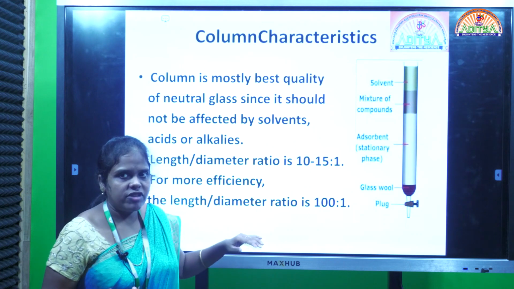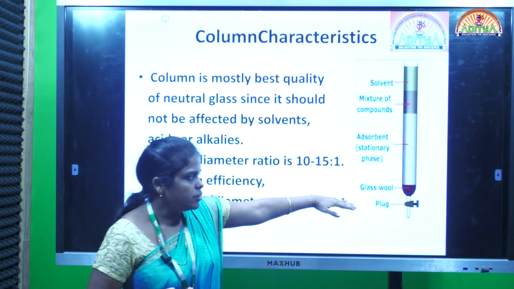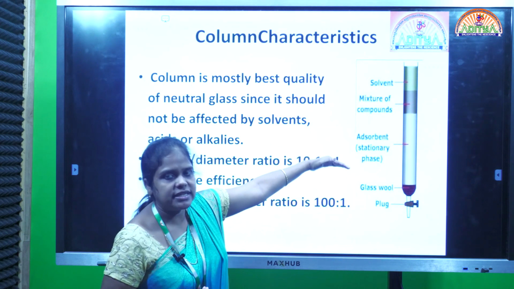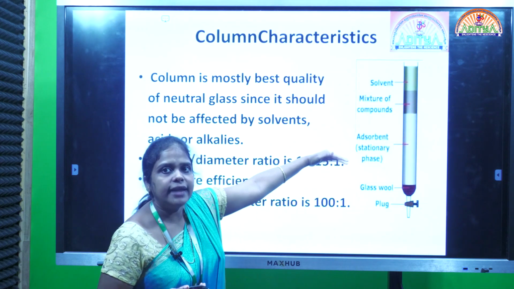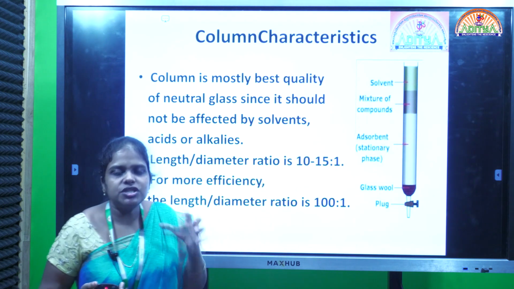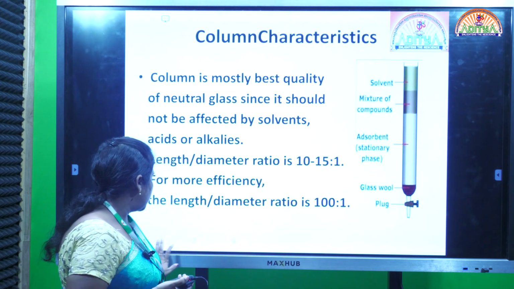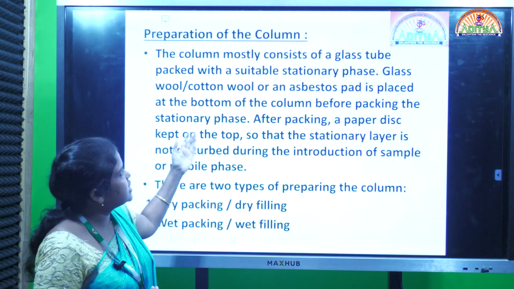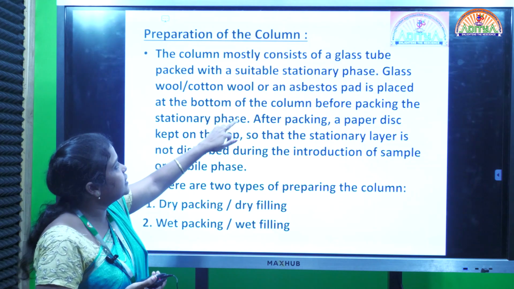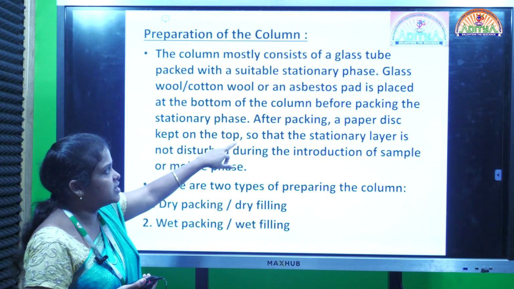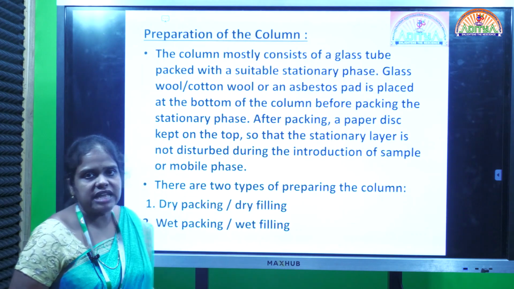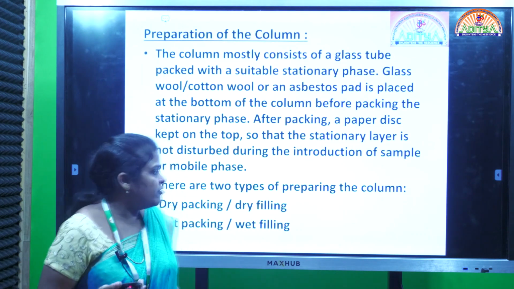Understood? Stepwise, first you keep the glass wool or cotton wool, then you add the stationary phase, silica, and then you add the mobile phase with the solvents. This is the preparation of the column. In the theory part also it is the same thing. First you keep the glass wool or cotton wool or asbestos, and then you pack with the stationary phase. After that you keep the paper disc, and then you introduce the sample along with the mobile phase.